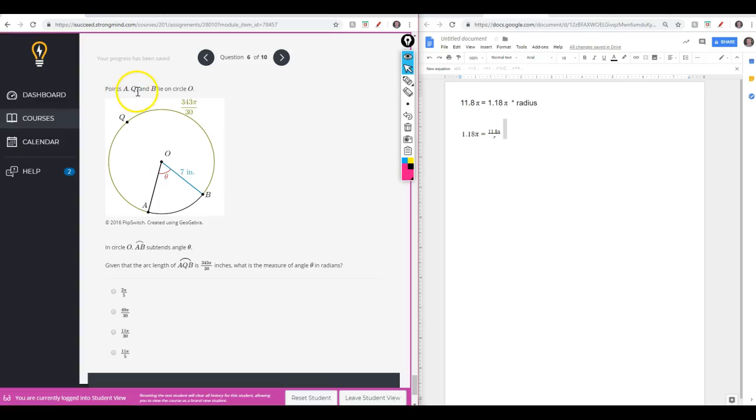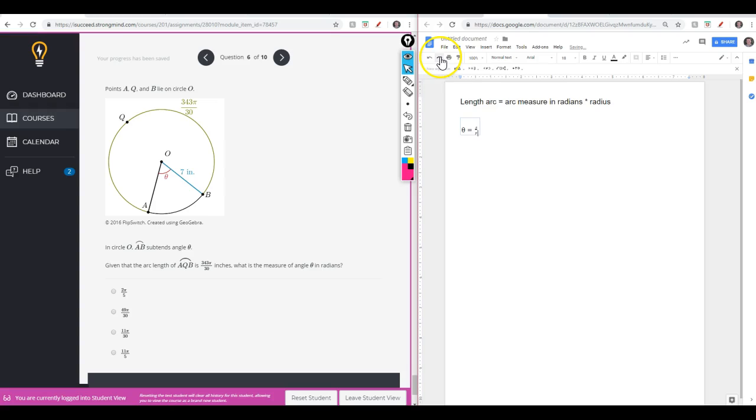Question 6. Points A, Q, and B lie on circle O. In circle O, arc AB subtends angle theta. Given that the arc length of arc AQB is 343 pi divided by 30 inches, what is the measure of angle theta in radians?